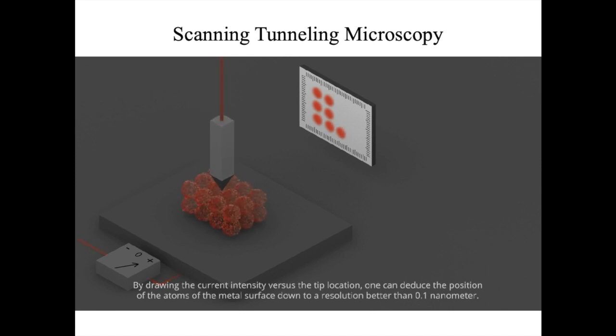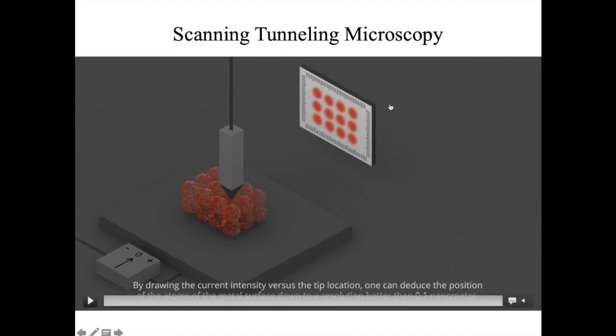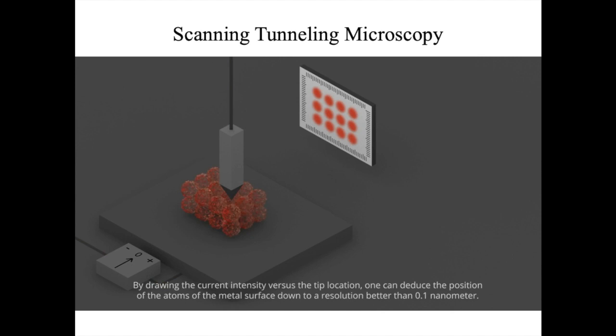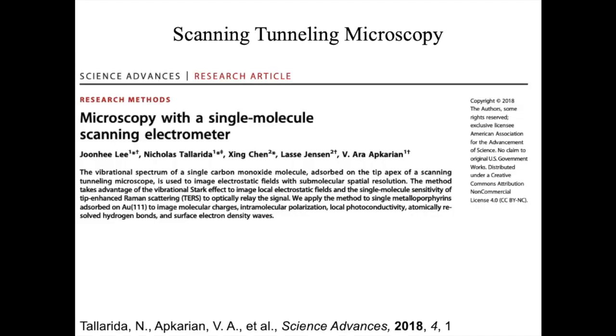By drawing the current intensity versus the tip location, one can deduce the position of the atoms of the metal surface down to a resolution better than 0.1 nanometers. So pretty amazing. And that's how we're able to get this image in the back of what a surface looks like as we move the tip around on top of the surface.